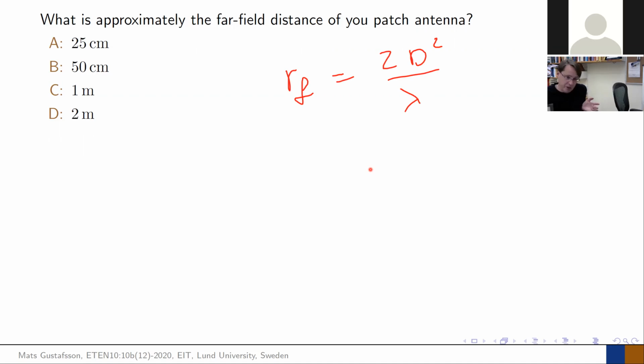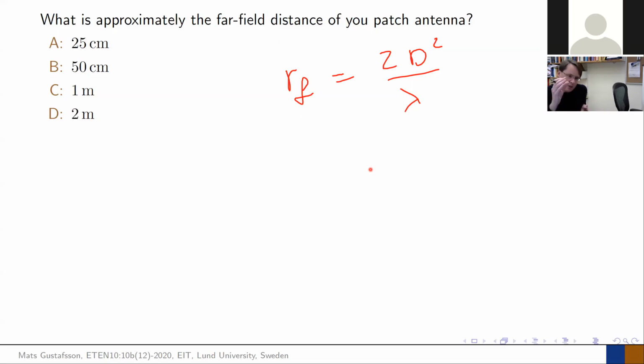You have all measured it this week, and you know what frequency you used. So what is the wavelength that you had? Any suggestion from you? What was the frequency for your patch antenna? How do you calculate it? Yes, 0.12 meters. So that is the wavelength you have.